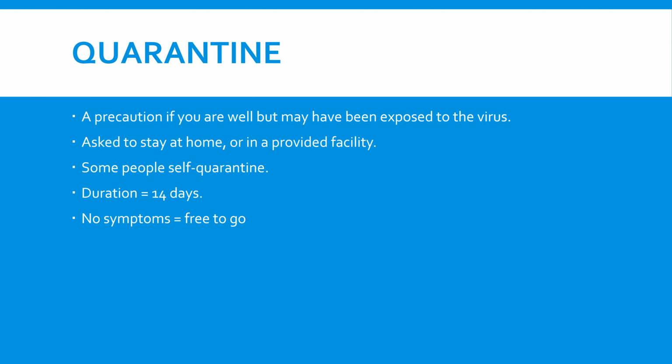So we're kind of ramping up. We started with the 6-foot rule and then shelter in place, and now moving on to quarantine. Quarantine is just a precaution if you're well but may have been exposed to the virus. So typically you'll be asked just to stay at home, stay away from people. They usually say 14 days. If you don't show any symptoms, you're free to go after those 14 days. I know my employer is saying if you've traveled into certain high-risk areas, they're going to ask you to self-quarantine for 14 days just as a precaution.